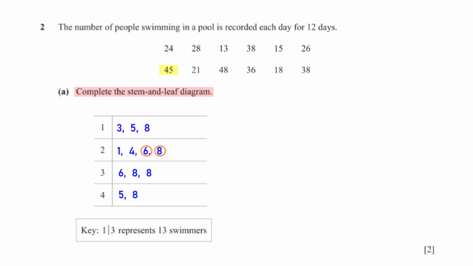For 45, the first number is 4, which means we need to come to this line and write the number after 4, which is 5. We need to repeat the same process for all the numbers. When we are done, we need to ensure that the numbers on each line are arranged in ascending order.